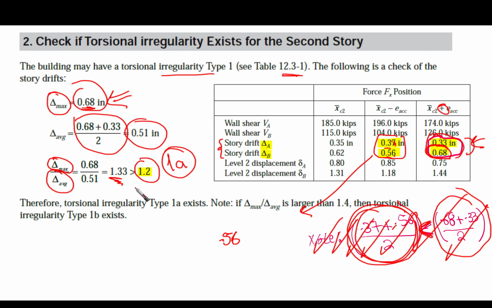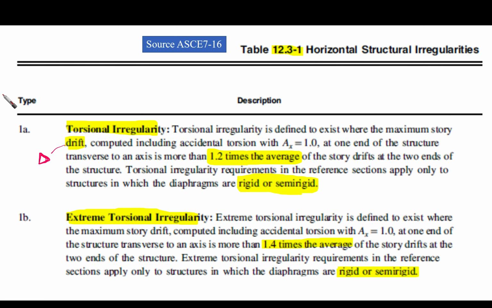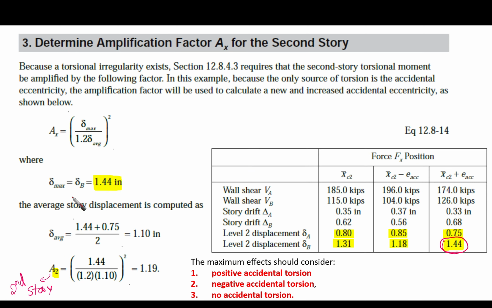If it's larger than 1.4, then it will be 1B. But in our case, it is not exceeding 1.4. It is only exceeding 1.2. So now this is the second check for us, for the horizontal torsional irregularity. Now let's go to the third one.